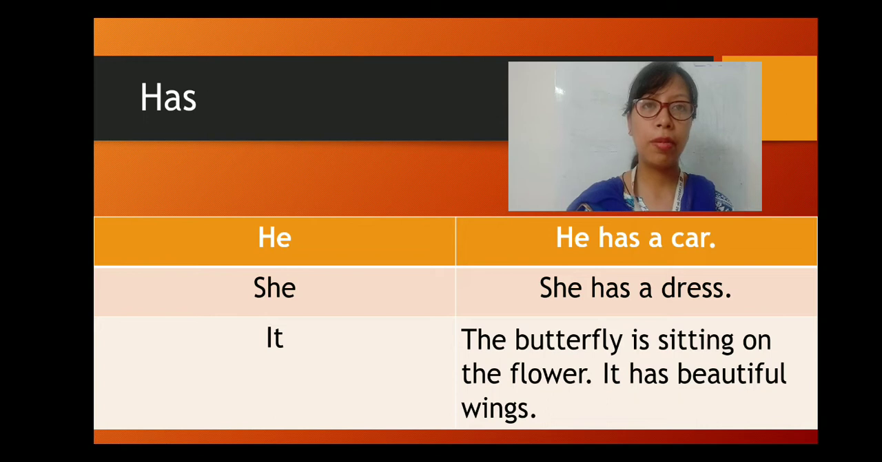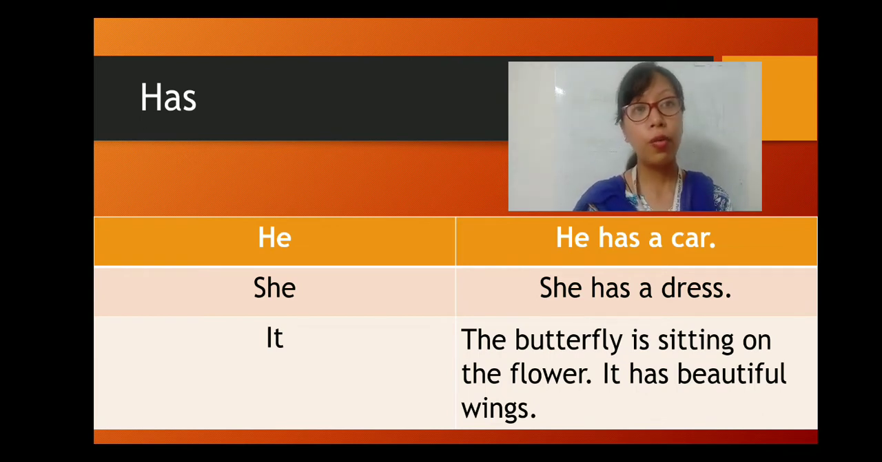It actually symbolizes nothing, because suppose the example, if I can relate it, the butterfly is sitting on the flower. It has beautiful wings. Now I have used it, the butterfly, right? The butterfly is a male or a female? We don't know that. When we don't know the gender, whether it is a male or a female, in that case we are going to use it.